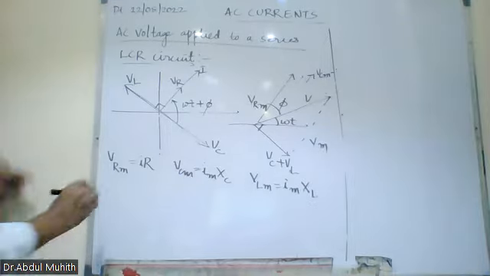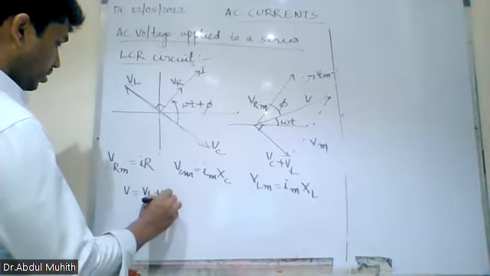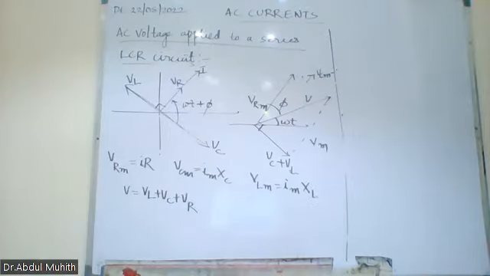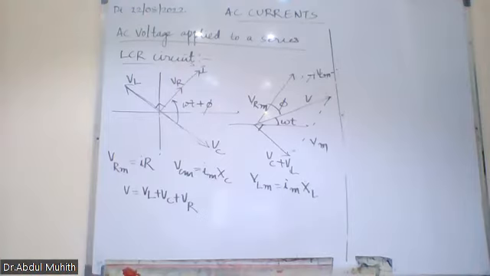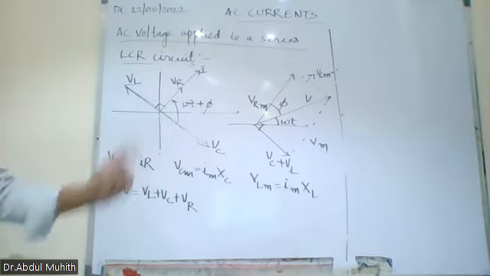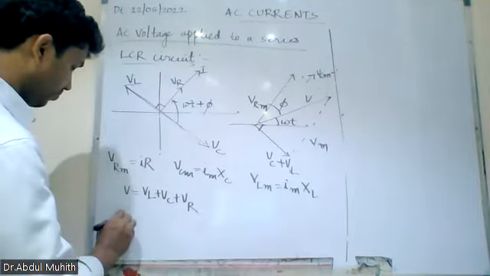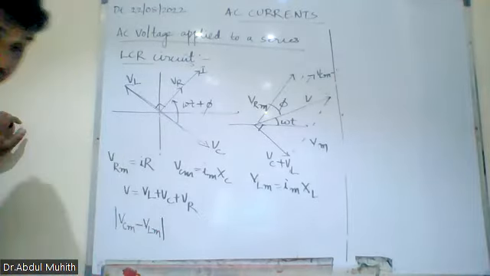So the voltage here is what? V is equal to VL plus VC plus VR. The total voltage given by the EMF is equal to the voltage across the resistor, inductor, and capacitor. VC and VL are in the same line, but in opposite directions. So what is the magnitude now? VCM minus VLM. That is the magnitude.